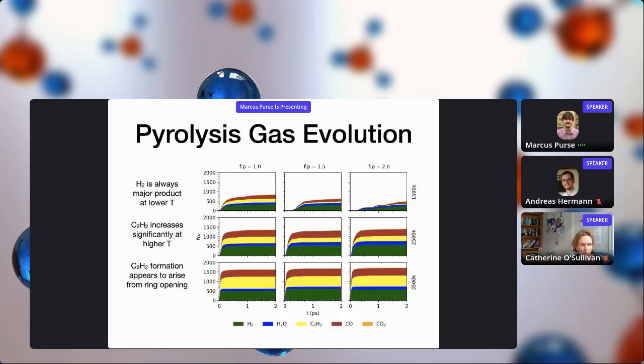So here are stack plots of pyrolysis gas evolution. Dihydrogen seems to always be a major product from pyrolysis, which is backed up with experimental results in the literature. You also see that C2H2 increases significantly at higher temperatures, and it also seems to be linked to ring formation, which is evident here in that acetylene is forming more readily with a phenol-formaldehyde ratio of 1 at 1,500 Kelvin, when ring opening was higher.